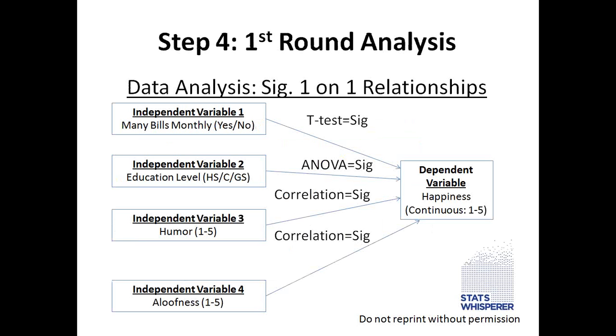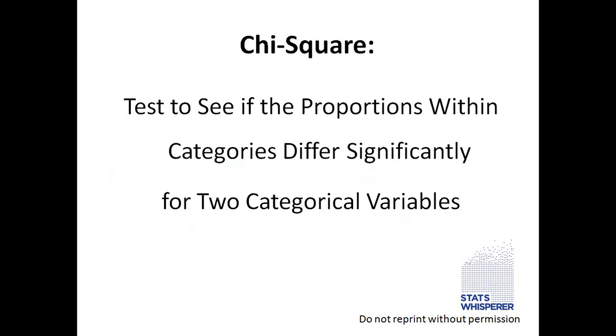We have all our one-on-one tests done, right? So we see that there's actually a statistically significant one-on-one relationship for each independent variable with our dependent variable. Many bills monthly is significantly related to happiness. Education is significantly related to happiness. Humor is significantly related to happiness. And aloofness is significantly related to happiness, right? So we've answered our big question.